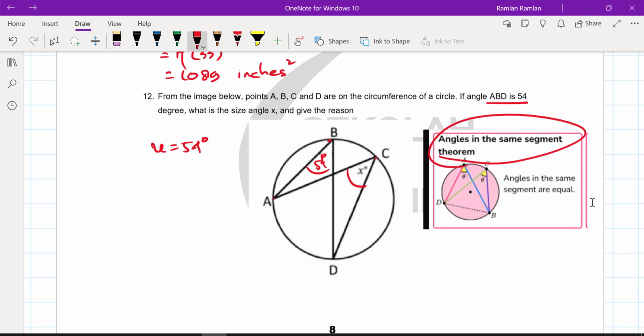So for example, if I have another point over here, let's name it E, and if I draw a line from A to E and then D to E, this angle over here will also be equal to 54.